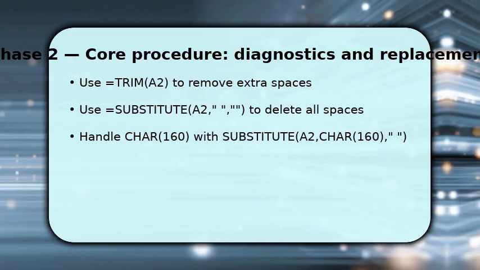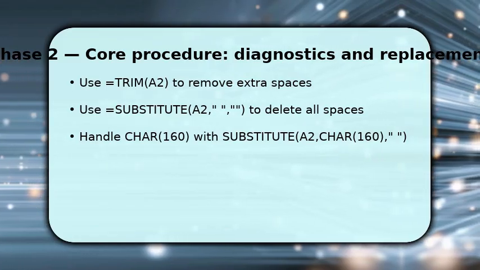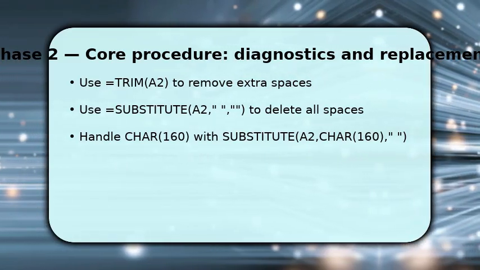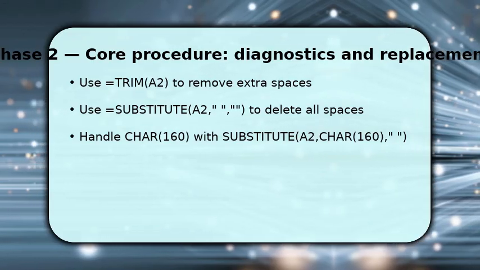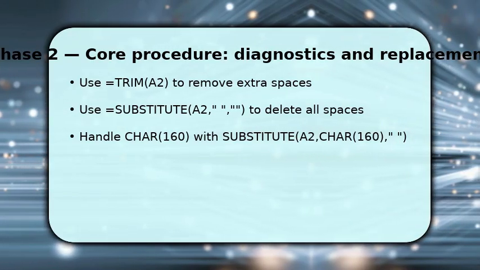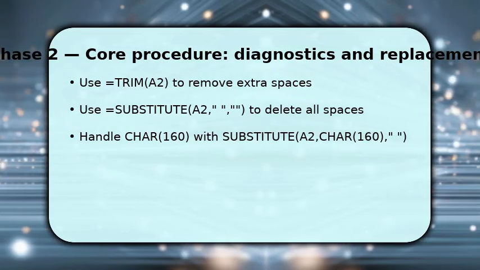Make sure to handle non-breaking spaces by wrapping substitute around char 160 before trimming, because web data often uses that code. If you need to remove tabs or line breaks, nest clean around your formula. As you copy, watch a few rows to confirm results. Undo quickly if anything looks wrong.